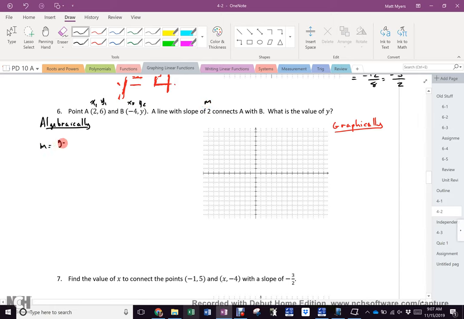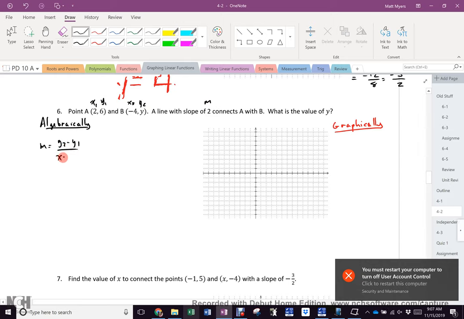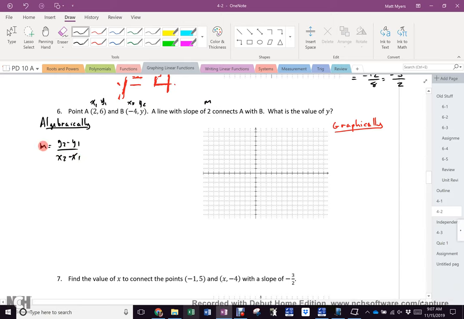M equals Y2 minus Y1 over X2 minus X1. What's M? 2. But how should we write it? Because slope is rise over run. 2 over 1. 2 over 1 equals Y2, what's Y2? Y, minus. What's Y1? 6. What's X2? -4. Minus. What's X1? 2. Tidy that up. 2 over 1 equals Y minus 6 over?